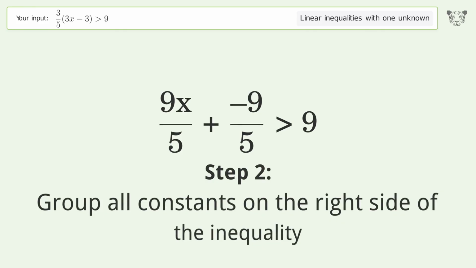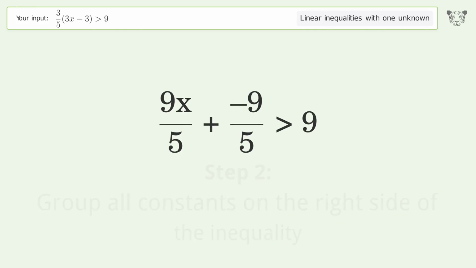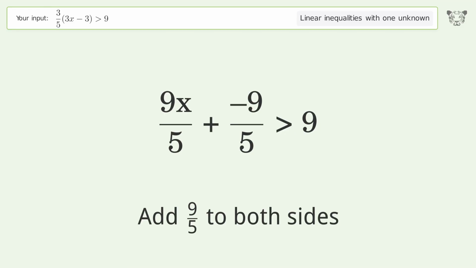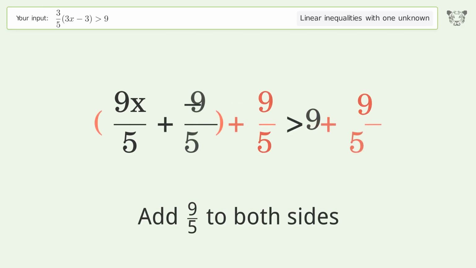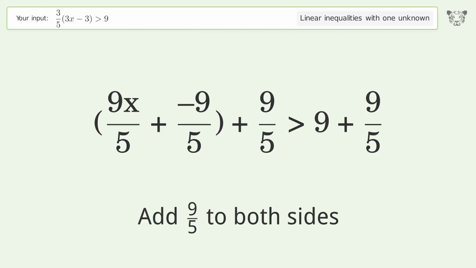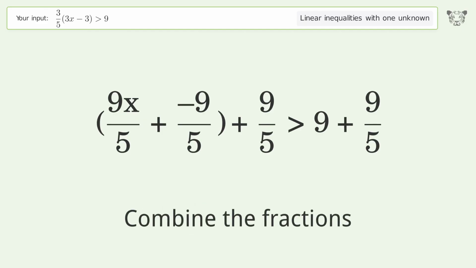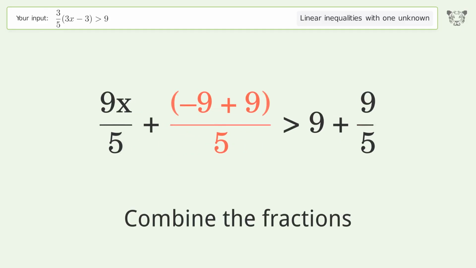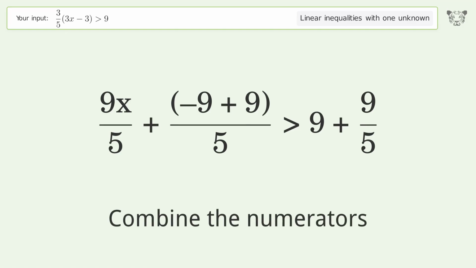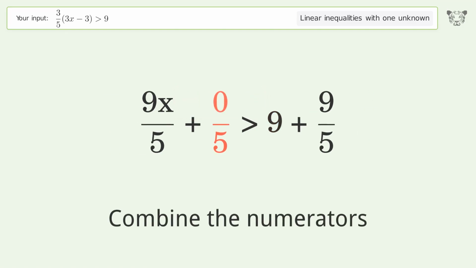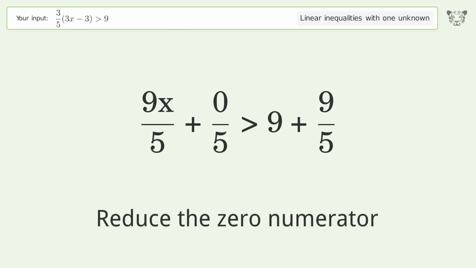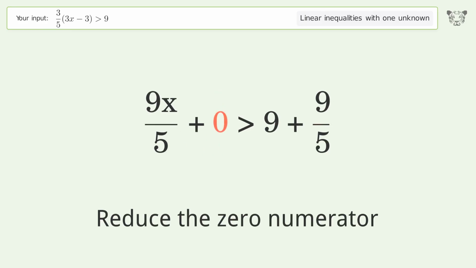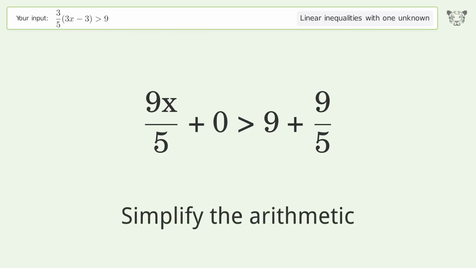Group all constants on the right side of the inequality. Add 9/5 to both sides. Combine the fractions. Combine the numerators. Reduce the zero numerator. Simplify the arithmetic.